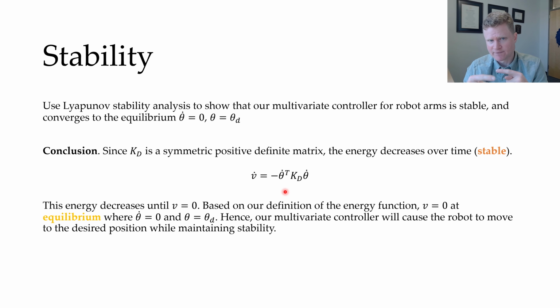And if I unwind my definitions a little bit more, I realize that the energy in my system is going to decrease until V is equal to 0. And based on the definition of the energy function, V is equal to 0 at my equilibrium. And this equilibrium occurs when I've got 0 velocity and theta is equal to theta d. So the multivariable control law that we introduced is going to take my robot and make it go to the desired position. It's going to be stable. It's going to cause the robot to stop moving, have zero velocity, and again, come to rest at that desired position. So it's a valid way for us to control our overall robot arm to make it move where we want it to move in a stable manner.